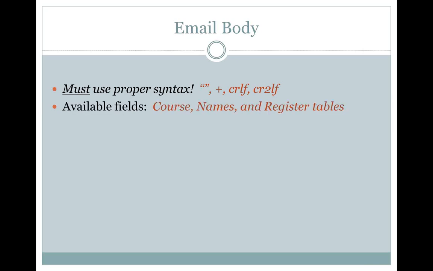You can use anything from the course names or register tables: name, address, course name, any registration UDFs if you have those. If you want them to know what their t-shirt size is, you can include that. We have a lot of really nice email variables that have already been pre-coded. We just have to plug those in.